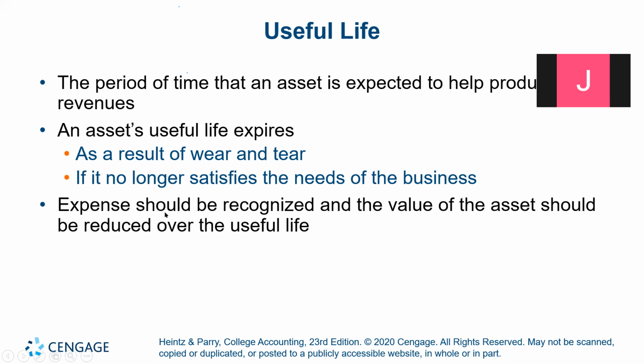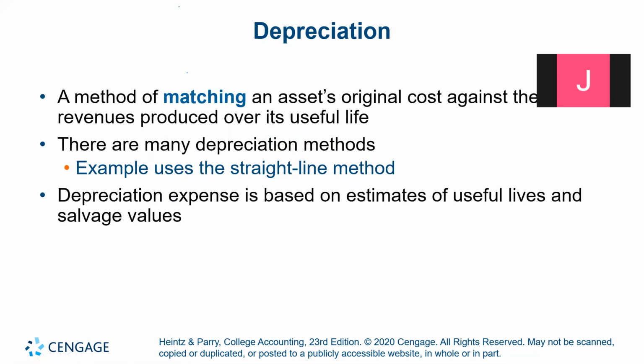So the expense of a fixed asset is going to be recognized over the life of the asset, over the useful life. And that expense is called depreciation. It's a method of matching the asset's original cost against the revenues produced over its life. Very simply, we're going to take the life of the asset, which is, say, 5 years, and we paid $200,000 for the asset. We divide 200 divided by 5 years, that's $40,000 a year. That would be our journal entry amount.